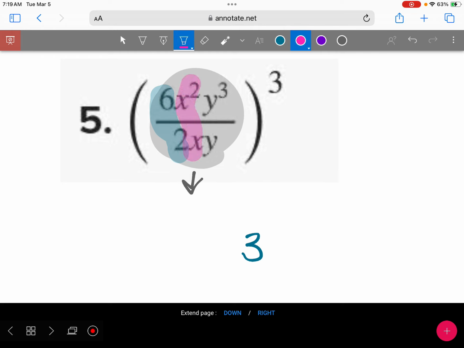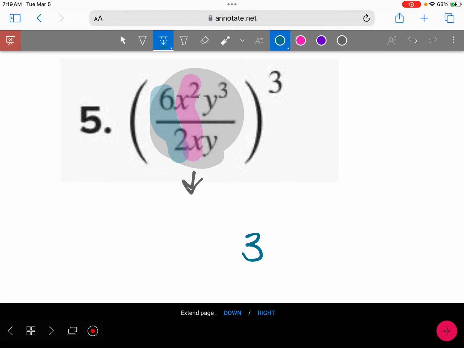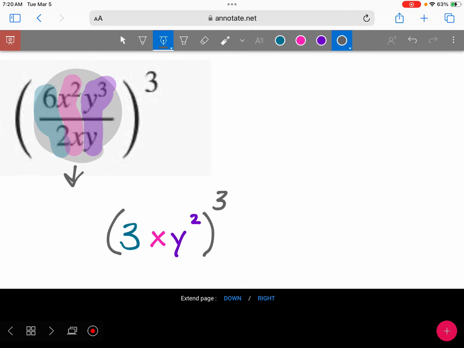We're going to do x squared over x. X to the 2nd minus x to the 1st gives us just x. Oh, that's the wrong color. And on the y's, we have y cubed over y. 3 minus 1 leaves us with y squared. This whole thing is still being raised to the 3rd power because all we did was simplify what's inside. So there's our simplifying part.